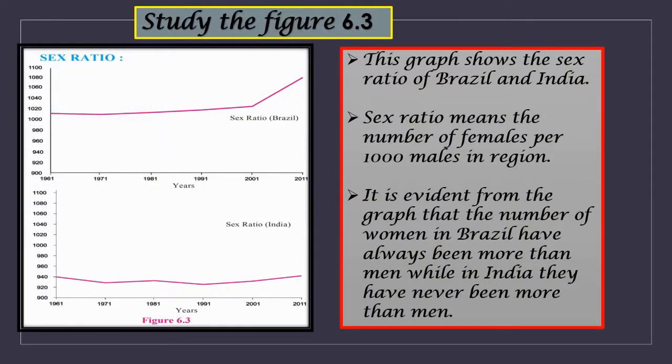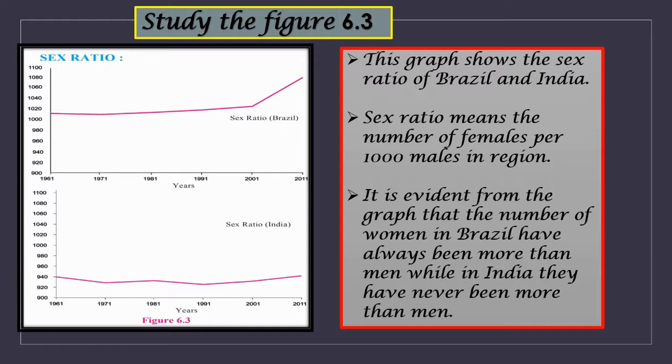Now students, let us understand figure 6.3. Figure 6.3 shows the sex ratio of Brazil and India. Now first of all students, what is sex ratio? Sex ratio basically means the number of females per thousand males in a region. Students, as we can see in the picture, we can easily recognize that the graph method used here is a line graph. On the y-axis we have sex ratio and on the x-axis we have years.